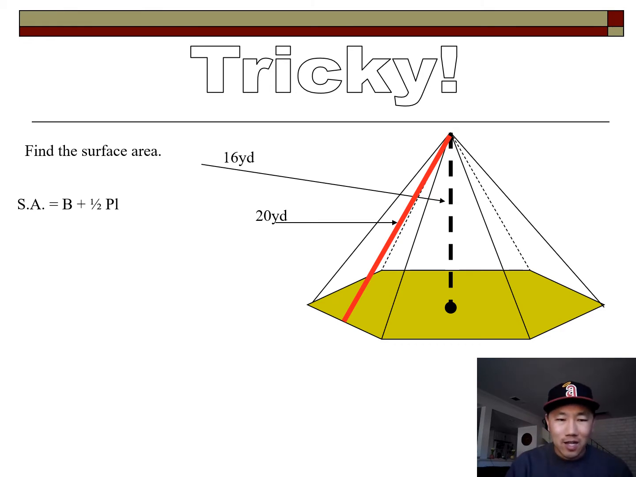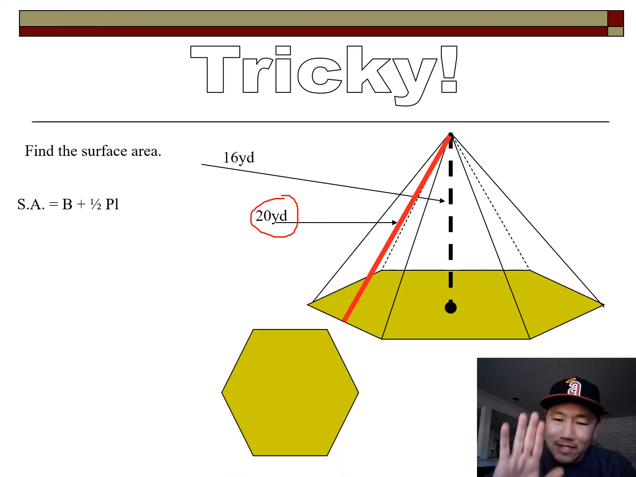All right, let's look at the formula. The area of the base plus 1/2 PL. Unfortunately, the only thing we know about this is the L, the fancy L, all right, which is the 20. We don't know anything else. Let's take a look at the base. There it is. I drew it nice and flat so we can see it.